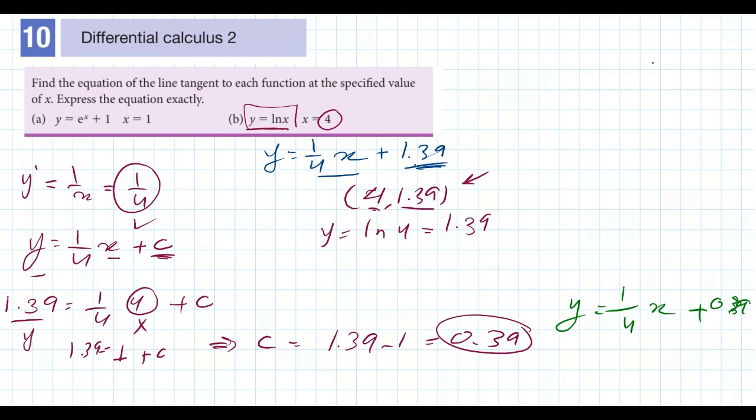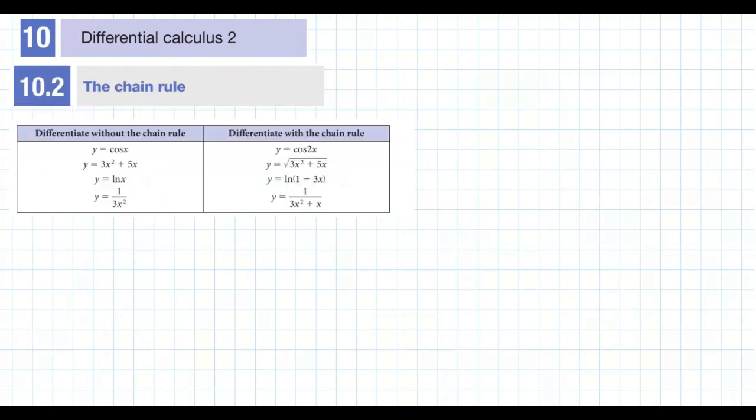Yes. Okay, thank you. Let's move further. The chain rule. What is the chain rule? This is a critical rule. Sometimes you're going to find composite functions. A composite function consists of two functions, such as these functions. Then you need to differentiate with the chain rule. Here you differentiate without the chain rule.